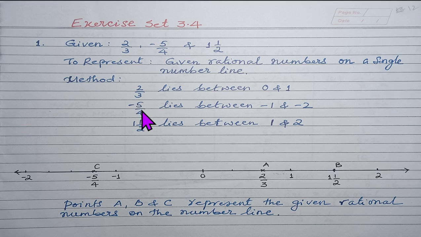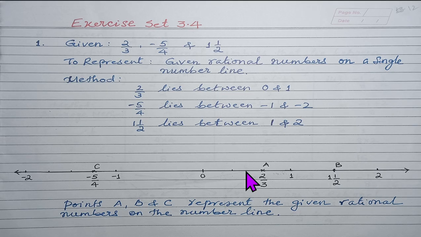Now coming to minus 5 by 4. We have got 0 and minus 1, and I want minus 5 by 4. I have to divide minus 1 to minus 2 into 4 parts. So this is minus 4 by 4, this is minus 1, and this is minus 5 by 4. So the point C represents minus 5 by 4 on the number line.